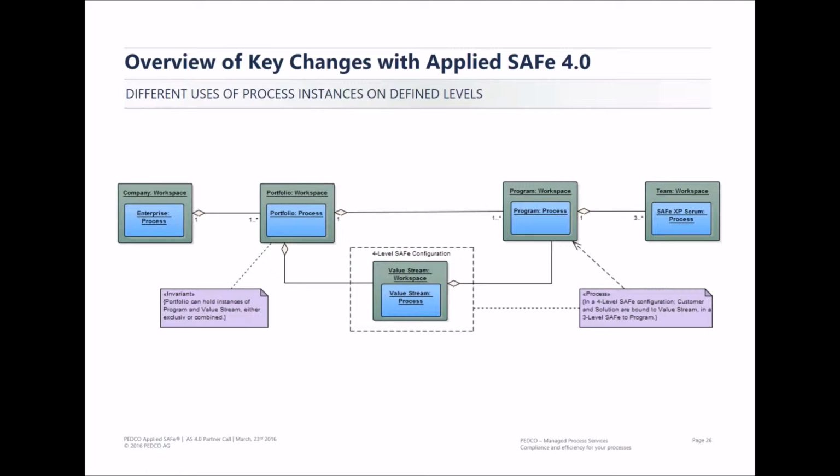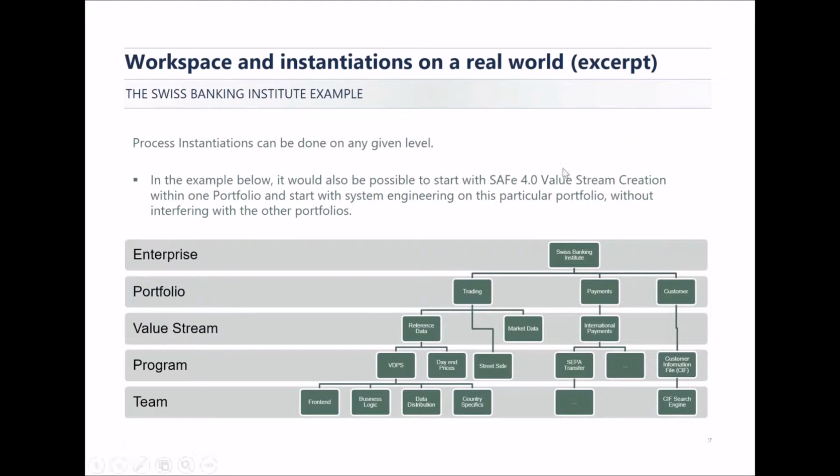Sometimes if you look at that, it looks a little bit flat, so what we have now included in our guided tour are examples of what that looks like. We have a Swiss banking institute, which would be one enterprise, and this enterprise would run 3 portfolios right now: the trading portfolio, payments portfolio, and customer portfolio. The trading portfolio would run 2 value streams with their programs and teams, and 1 program directly, which is a street side. So you would really find those different instances in your workspace organization, in your hierarchy of Applied SAFe.